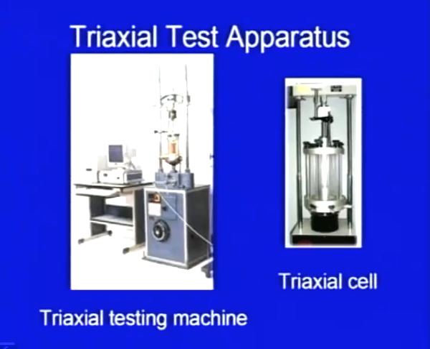Here are some pictures of the triaxial test apparatus. This is the triaxial testing machine. It has a loading frame, and the most important part is here, shown as the triaxial cell. In this cell, the specimen will be placed, and using water, all round pressure sigma 3 will be applied, and then the load will be applied. Corresponding to different sigma 3, you can go on increasing the deviatoric stress from the top, and you can continue up to the failure.